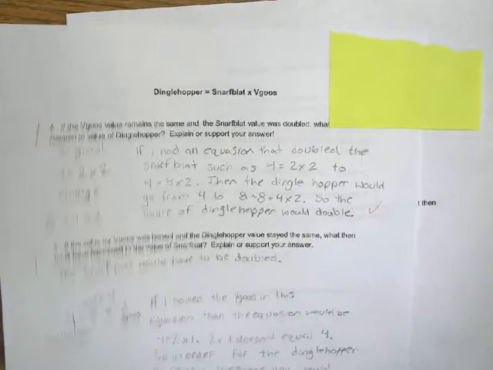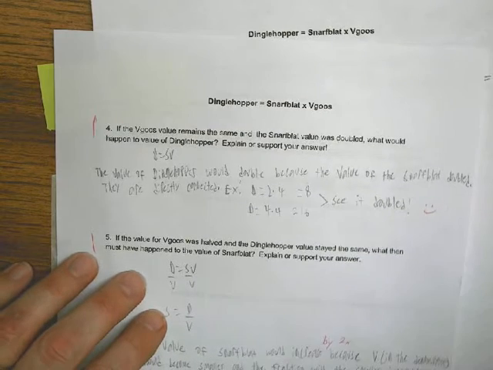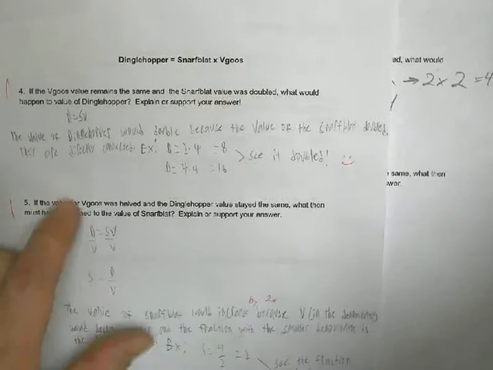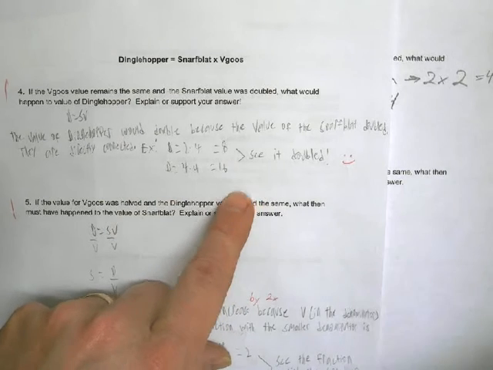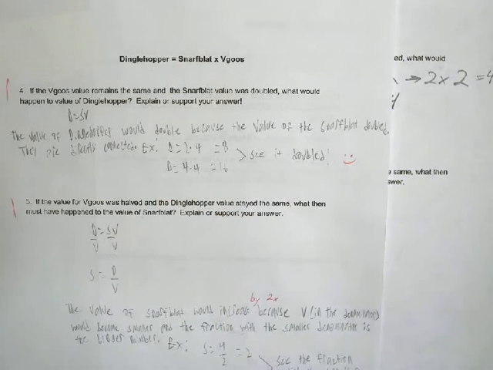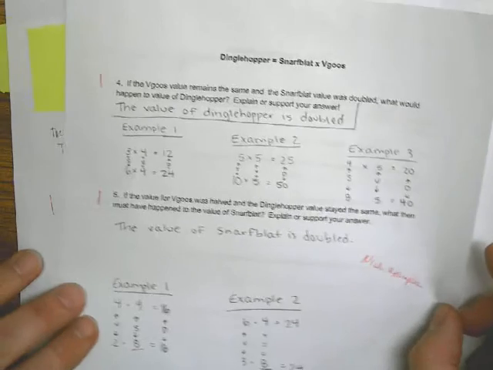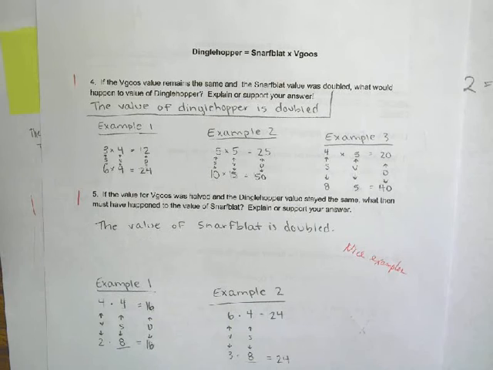One other example of that one. The value of Dinglehopper would double because the value of the Snarfplat doubled. All right, they're directly connected. We got the examples. See, it doubled. And just one more. One person, or more than one person, all they did was give examples using the check method, and that's a good strategy to show what happened. All right, I'll stop this video and make another one for number 5.